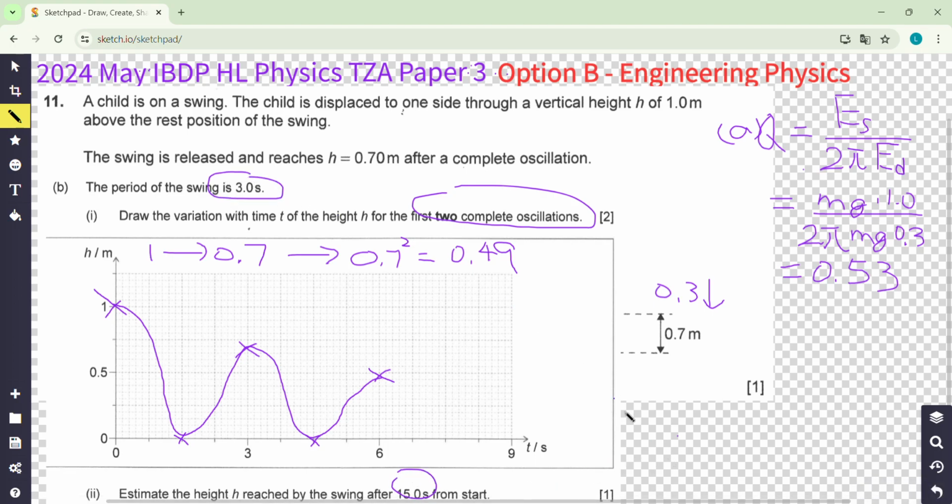One period is 3 seconds, so 15 seconds is 5 periods. Each time it drops by a factor of 0.7, so it becomes 1.0 times 0.7 to the power of 5. So calculation time again. Pause the video, work on it. Yes, come back. Now it's checking time. Remember, same figure, so it's 0.17 meter to two significant figures. You got it? Well done.